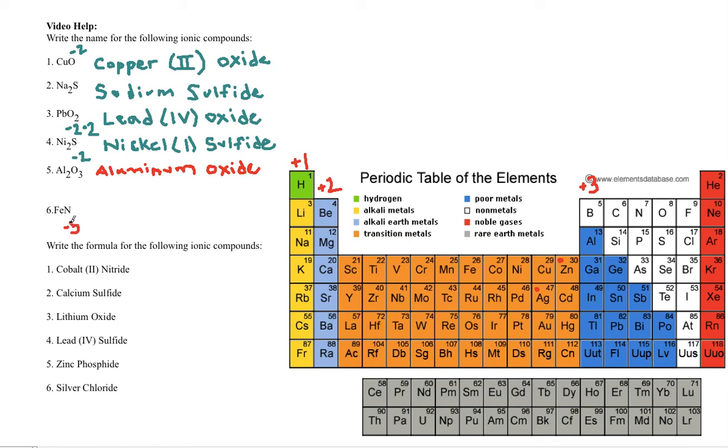Okay. Therefore, in order to cancel out the -3, iron would have to be +3. So this is going to be iron, and then it's going to be 3, 1, 2, 3, and then it's just nitride.